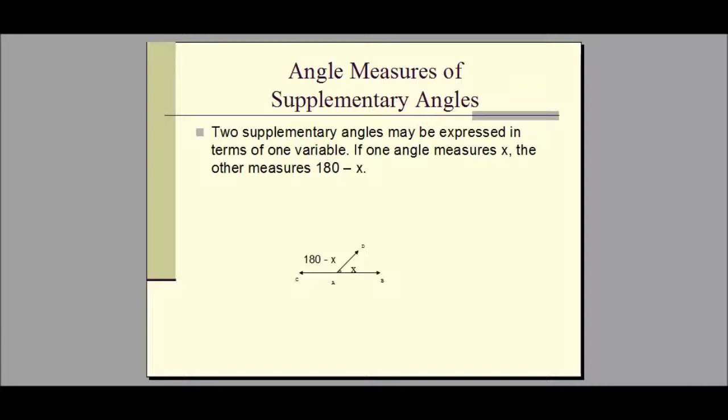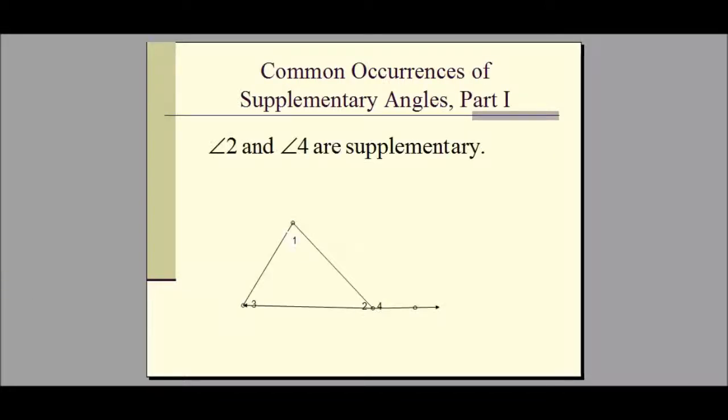Two supplementary angles may be expressed in terms of one variable. If one angle measures x, the other measures 180 degrees minus x. Here are some common occurrences of supplementary angles. In the drawing below, angle 4 is an exterior angle of a triangle, and angle 2 is the interior angle that adjoins it. You will notice that angle 2 and angle 4 are a linear pair, and therefore they are supplementary.